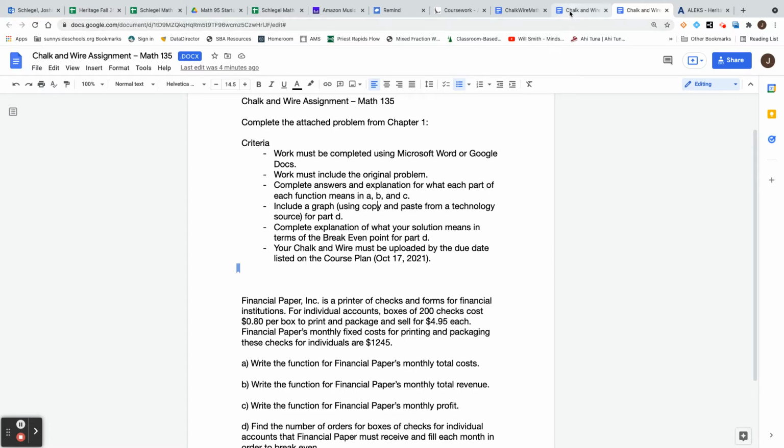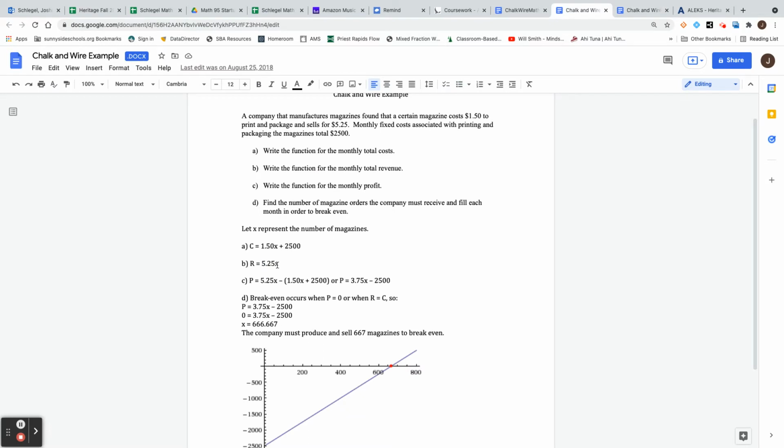And so as I've done in the past, when we do A, B, and C, we need to be laying things out like this so that I can see the cost function is that, the revenue function is that, profit function is here, that sort of thing.